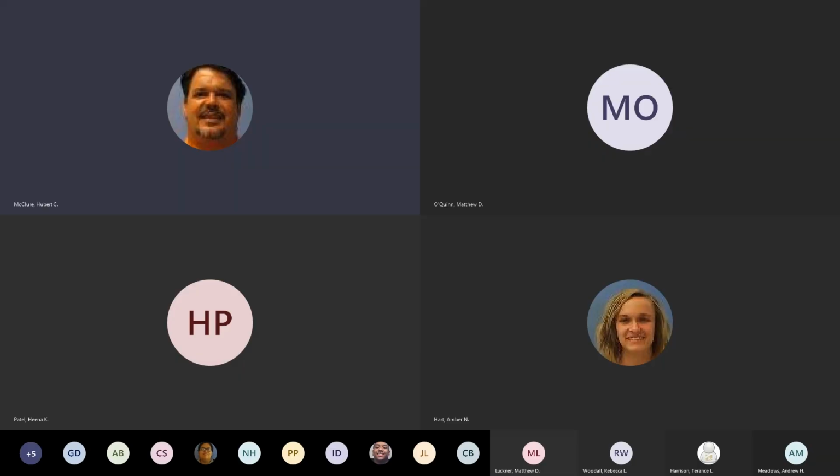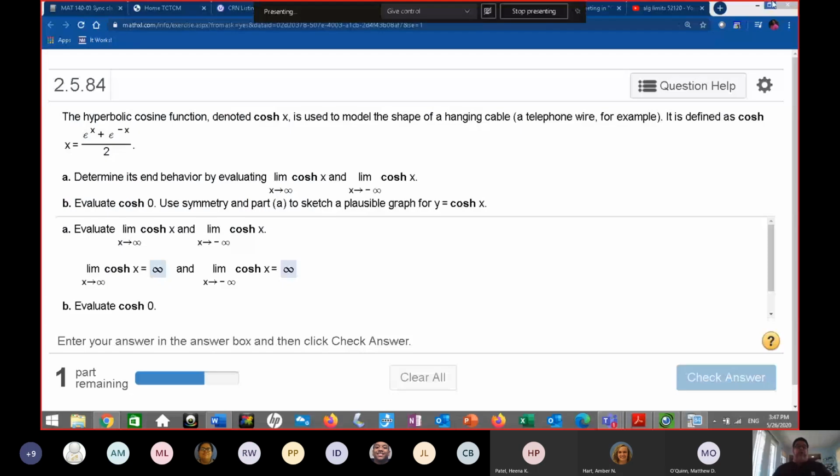All right. So, first of all, what should you do in this problem? Graph it. Graph it. First thing you should do is graph it.